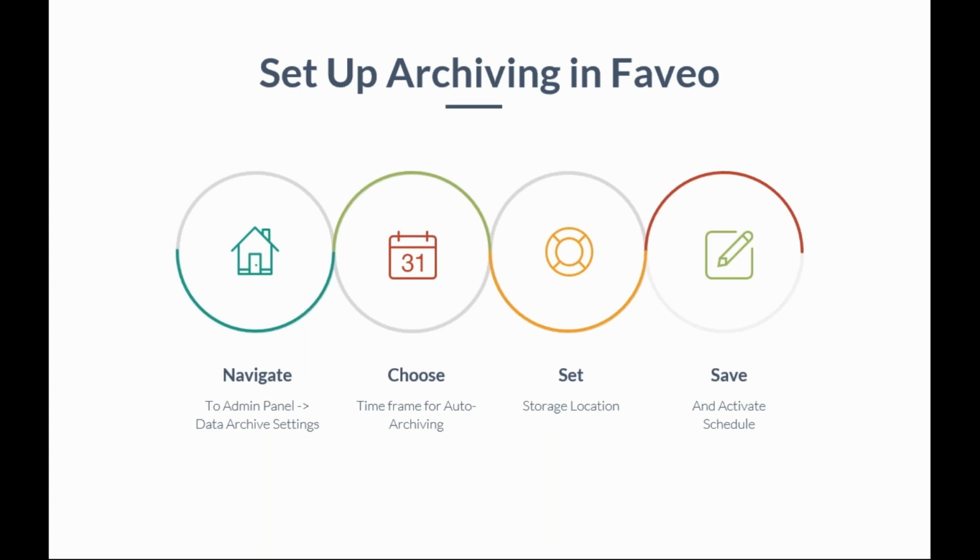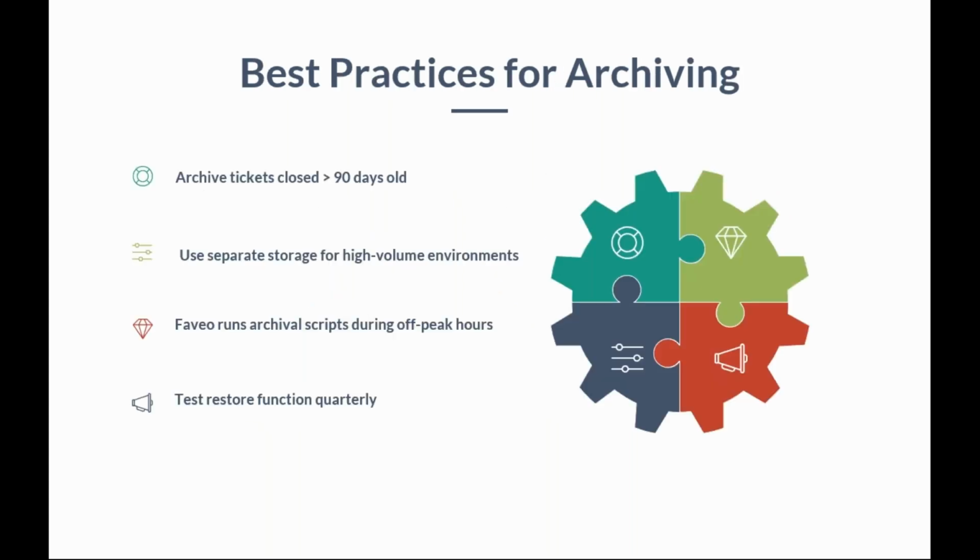Setting up archiving in Favio is simple. You just have to navigate first to the admin panel where you get the data archive plugin. You choose the time frame for auto archiving. You set the location. This means you choose the database. And fourth, you save and activate the whole process.